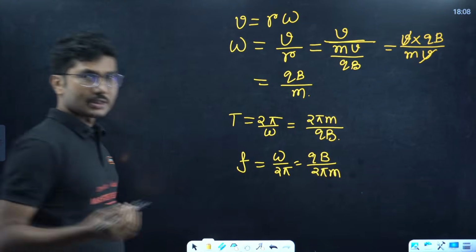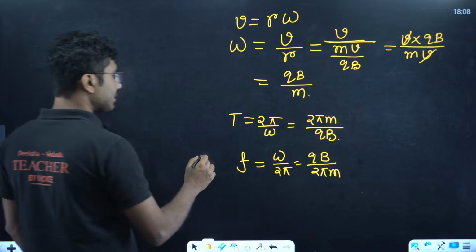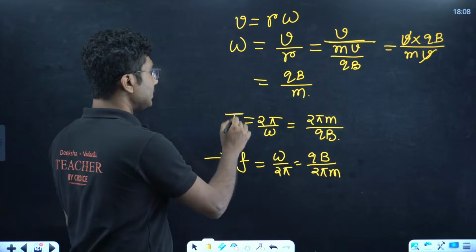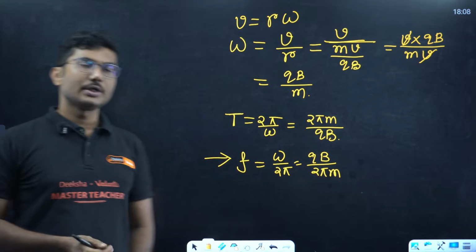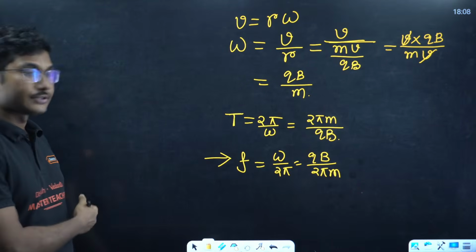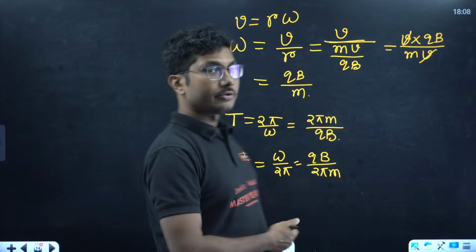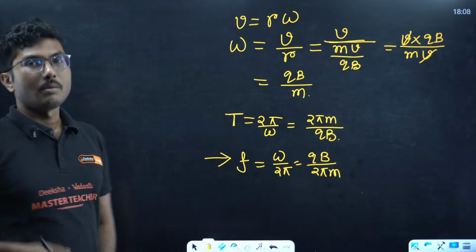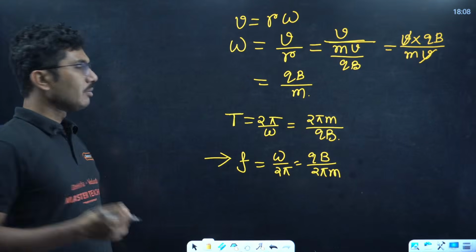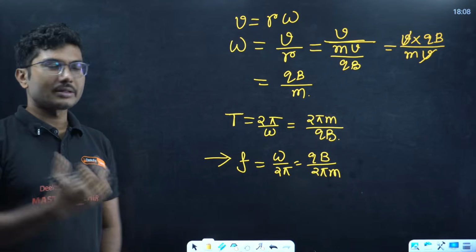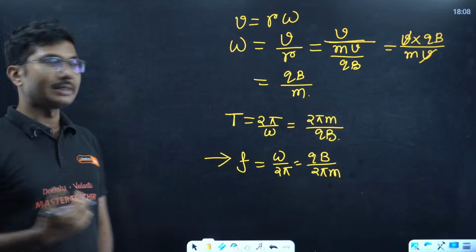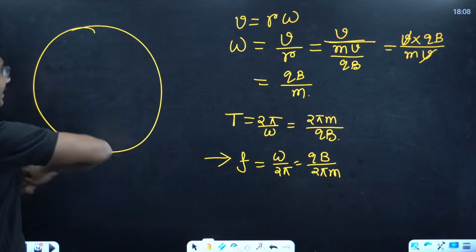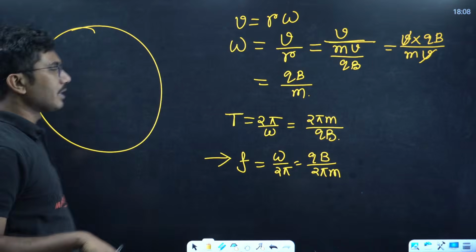Now in the past syllabus, this was called cyclotron frequency and cyclotron time period. Cyclotron is no longer part of the syllabus. Cyclotron is an application of this process, but it is not part of the syllabus, so I am not going into it. But if you come across the term cyclotron, remember it is basically an application where a charged particle is accelerated inside a magnetic field.